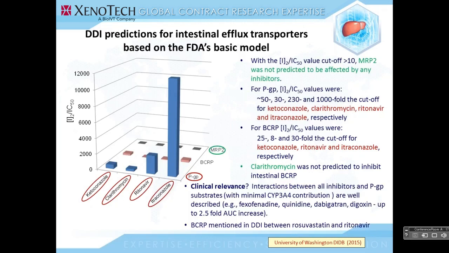These are the most well-characterized drug transporters, and there are many reports of interactions between all of these inhibitors mentioned here, ketoconazole, clarithromycin, etc., and PGP substrates, including fexofenadine and quinidine, as well as a BCRP interaction between rosuvastatin and ritonavir.